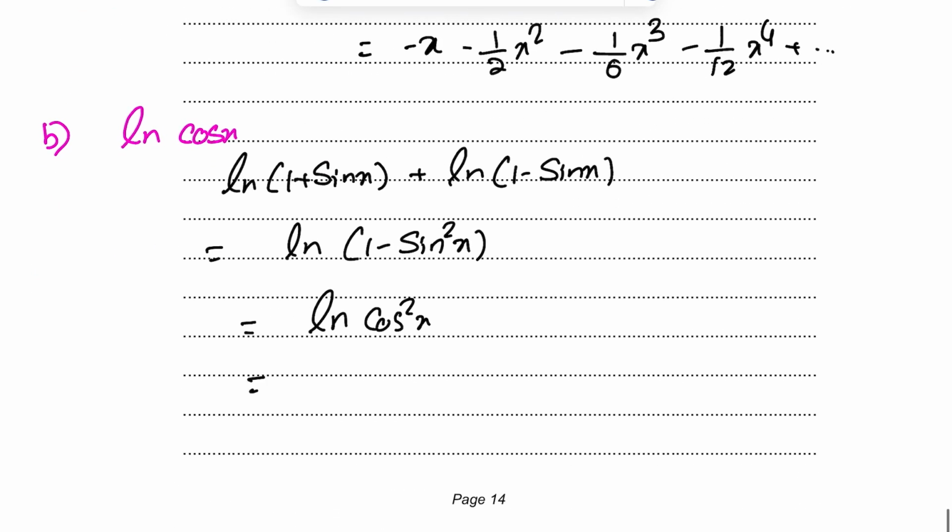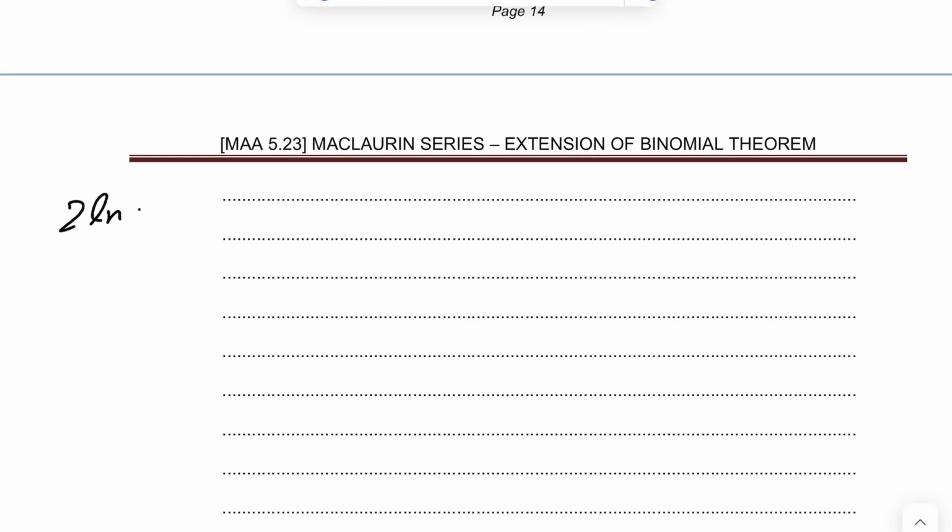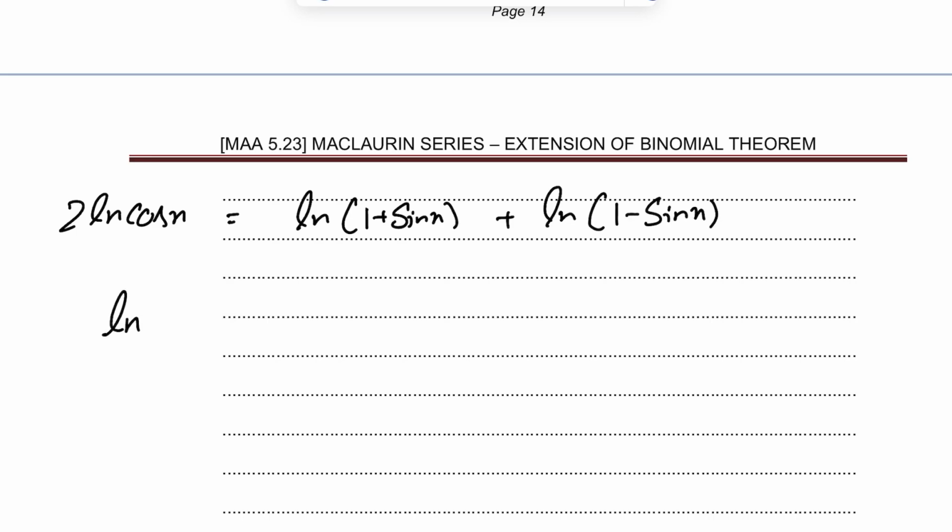So it becomes 2 ln cos x. So what do I get there? 2 ln cos x equals ln of (1 plus sin x) plus ln of (1 minus sin x). So I am looking for ln cos x, which will be 1 upon 2 times [ln of (1 plus sin x) plus ln of (1 minus sin x)].